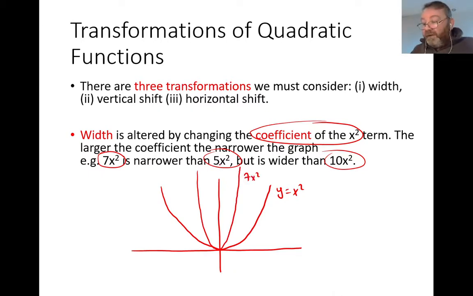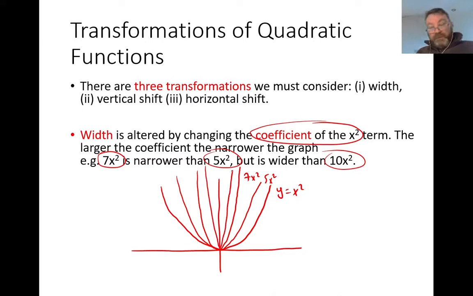Now, 5x squared won't be as narrow. So 5x squared might be in here, like this one. Again, turns in the same place, and out this way. So that might be 5x squared. And lastly, 10x squared, having such a large coefficient, will be very, very tight to the y-axis. Something like that. So therefore, the larger the coefficient, the narrower the graph. The smaller the coefficient, the wider the graph.